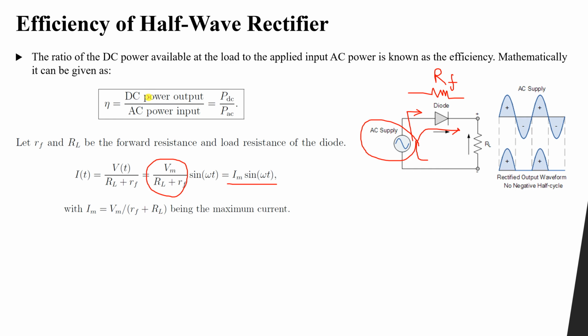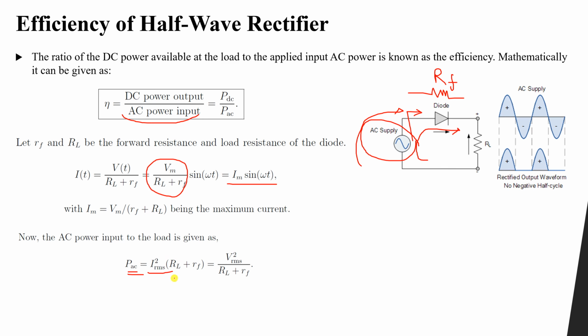Now the first thing that I would like to get is the AC input active power. The AC input active power will of course be the RMS current squared multiplied by the total resistance in the circuit, since we are giving power from the AC supply to both the diode and the load. Since we are talking about AC power, it will be the root mean square multiplied by the total resistance in the circuit. We have the diode and we have the load resistance.